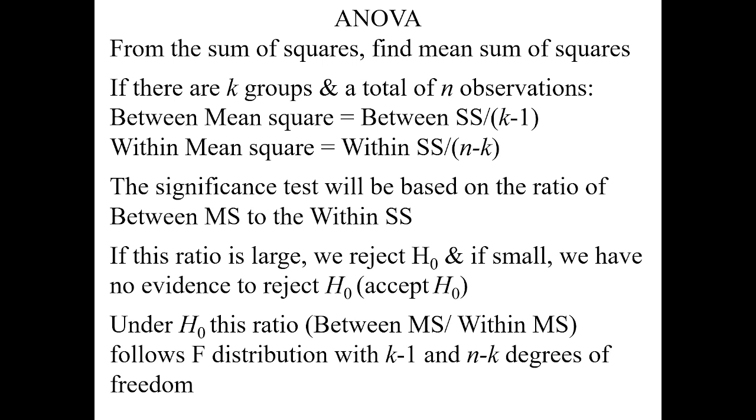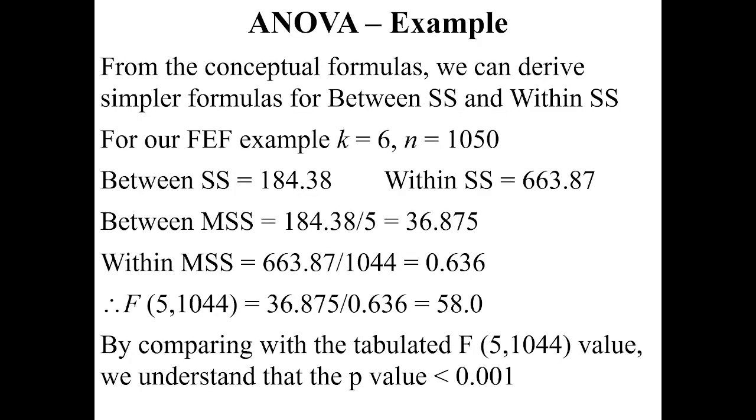Under H naught, this ratio of between mean sum of squares to within mean sum of squares follows an F distribution. The F distribution has two parameters: the numerator degrees of freedom is k minus 1 and the denominator is n minus k. So it follows an F distribution with k minus 1 and n minus k degrees of freedom. This is what ANOVA is all about.